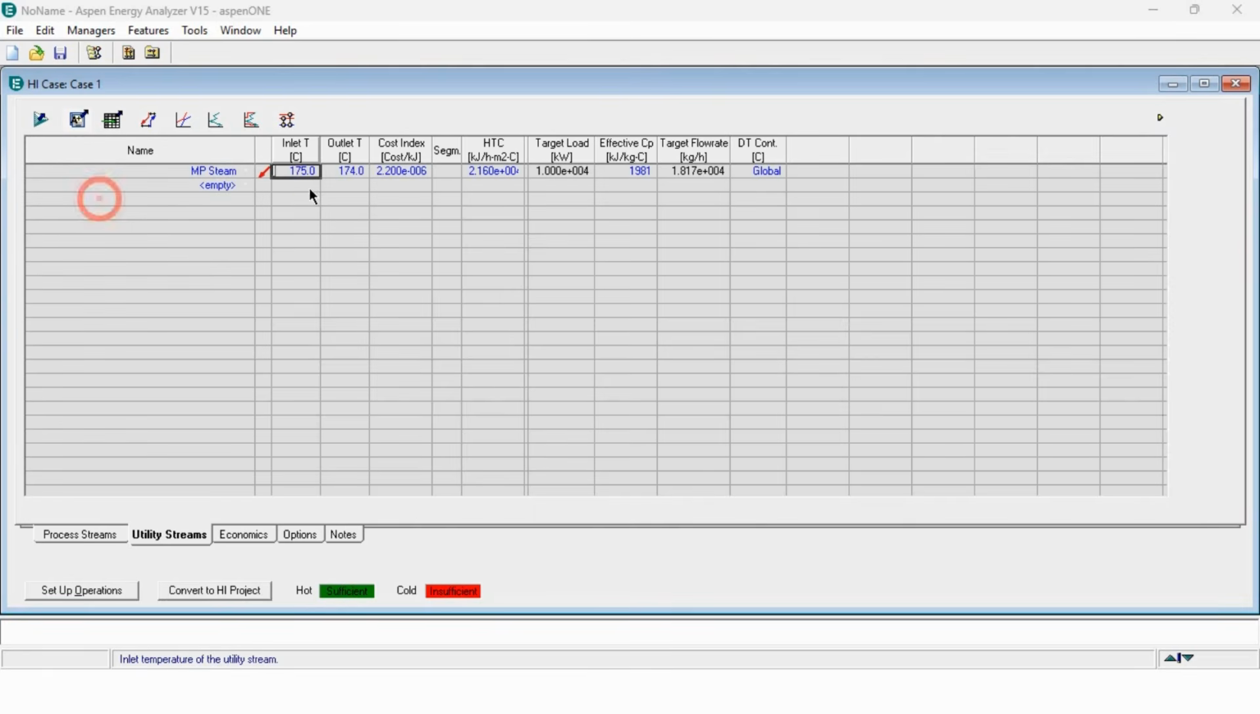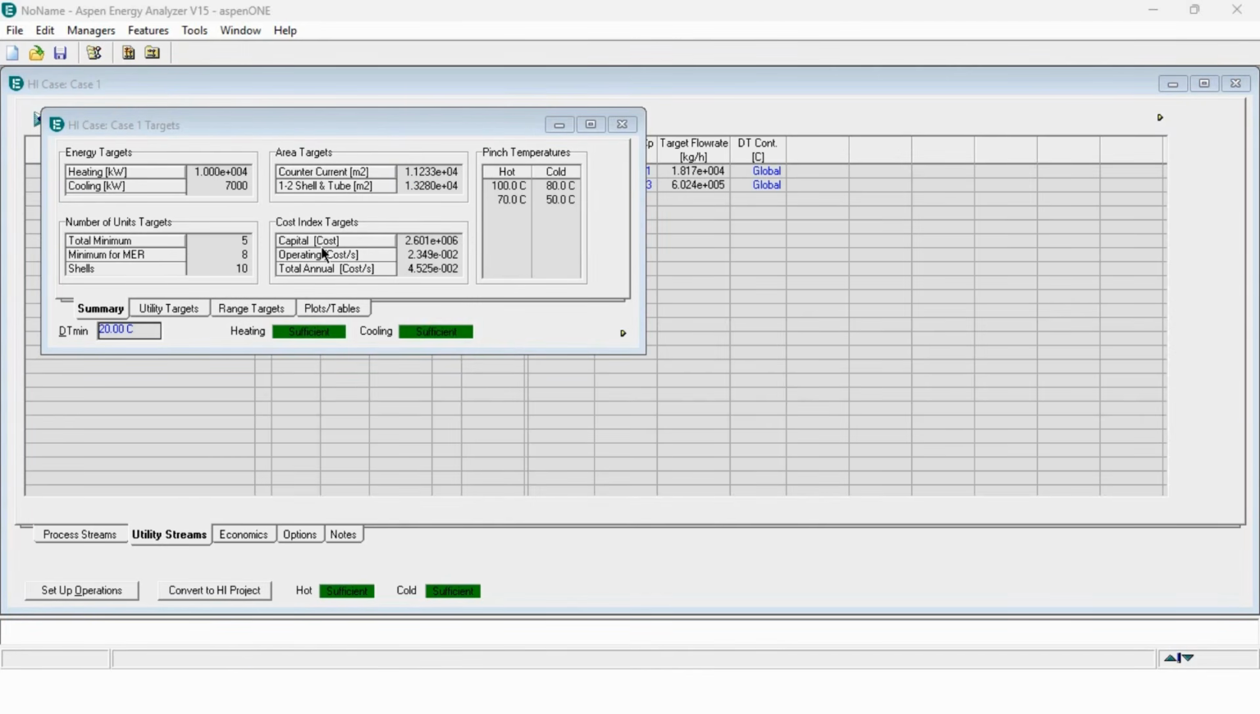We will add the MP stream, but we will specify our temperatures 180 to 179 degrees centigrade. And in cooling water, we have been given 20 to 30 degrees centigrade. So now all the values are available. Total minimum is 5, minimum for MER is 8. So we have to at least specify or design 8 heat exchangers in our network.